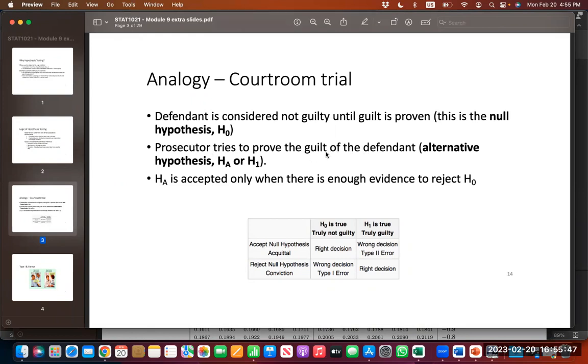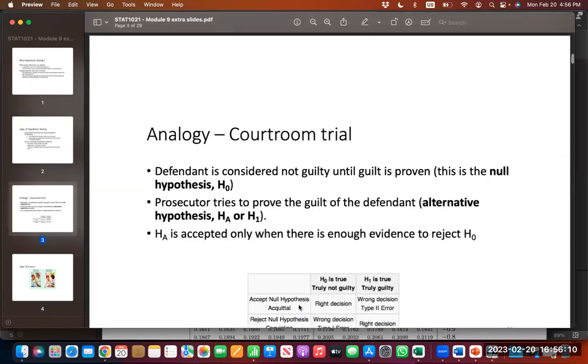And the prosecutor tries to prove the guilt. So this is what you're testing. We're testing against the null hypothesis. And the alternative hypothesis is true if the probability of this null hypothesis being true is smaller than 5%. So that would constitute enough evidence to reject the null hypothesis.